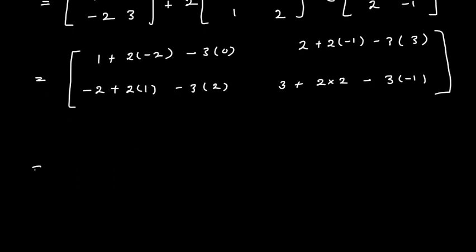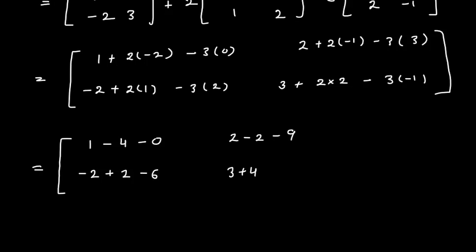So this will be equal to, now 1, this is 1 minus 4 and then this is 0, and here it is minus 2 plus 2 and then this is minus 6. Here we have 2 minus 2 and minus 9. Here we have 3 plus 4 plus 3.